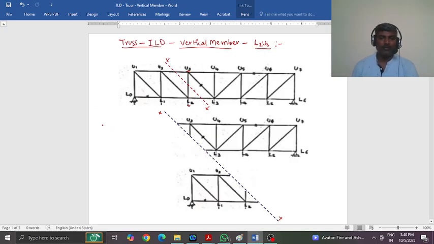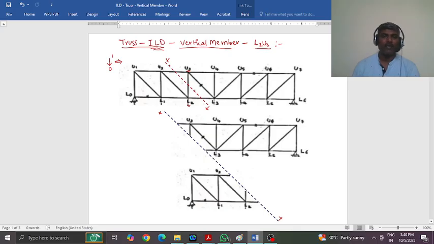Right. We'll go by the definition of ILD again. The definition for ILD says when one unit load travels across the span, how any one chosen member force changes, if you plot it, that is the ILD for that member force. So now I am interested in this member L2 U3, the vertical member.